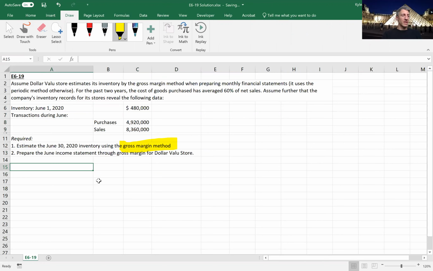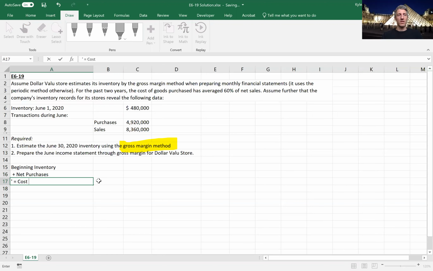Let's think intuitively about what we would do if we had perfect information. We would take our beginning inventory and add to that our net purchases. What did we buy throughout the year? When we add these two together, we get the cost of goods available for sale. This is what we could sell to customers. So what we had plus what we bought is what we could sell to customers. If we then deduct from it the cost of goods sold, we would arrive at ending inventory.